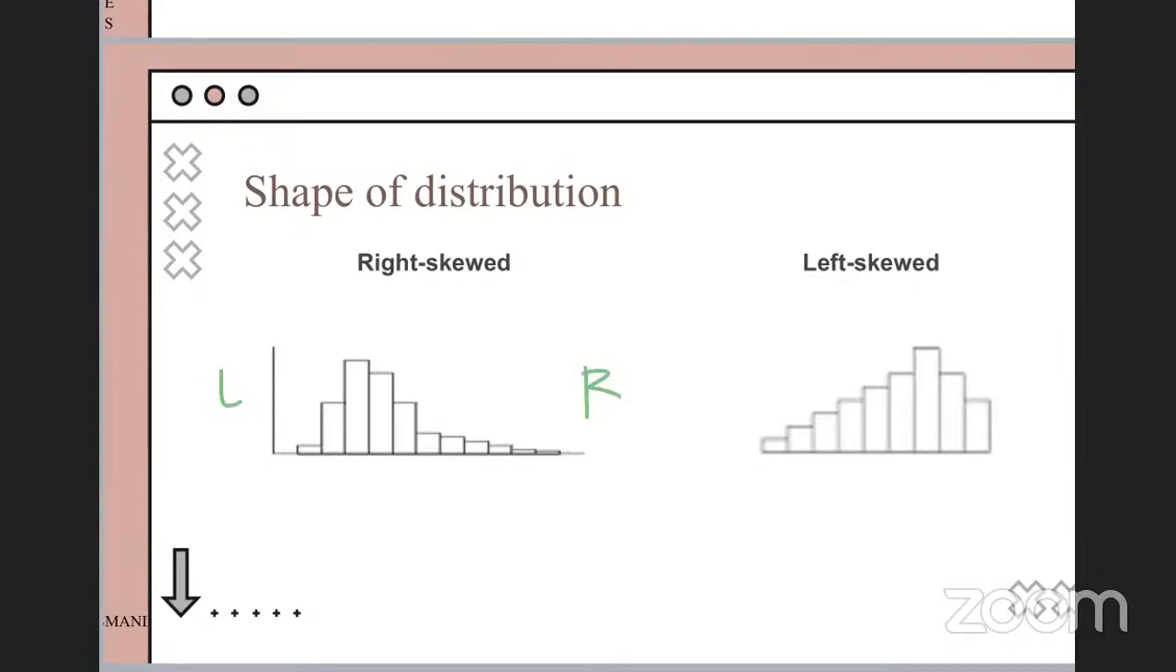So you can see the left hand side is taller, so it will be the right skew, and the left skew will be taller on the, oops, sorry. It will be taller at the right hand side, so it has a slope going down to the left, so it's the left skew.